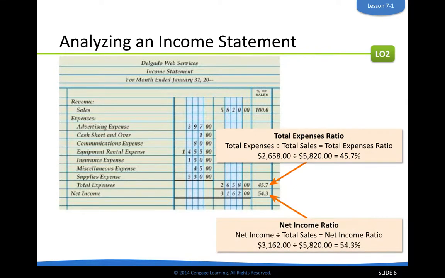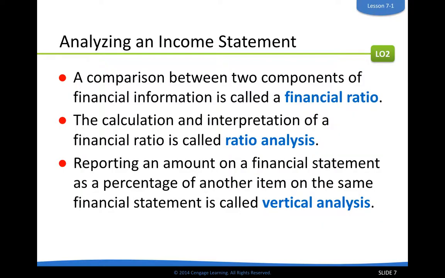Net income ratio, net income divided by total sales. We're always dividing by total sales, and we're left with 54.3%. Notice that for percent of sales, we have 100%. Anything divided by itself is 1 or 100%. So those are our two ratios that we might use to make some decisions.